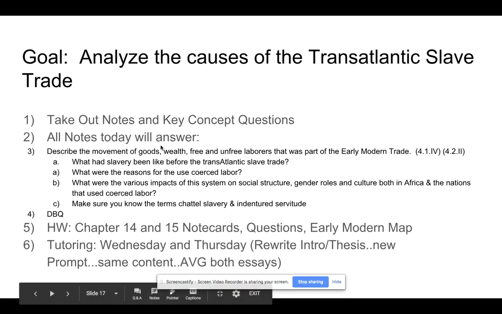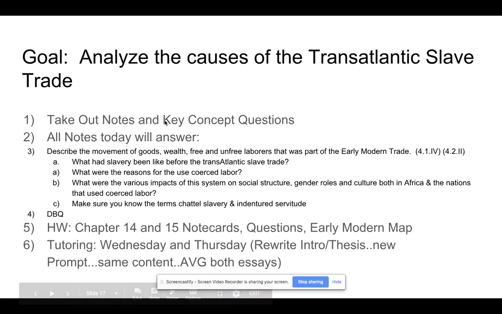First thing you want to do is make sure you take out your notes. This is going to be a continuation of chapter 14. You also want to make sure that you take out your key concept questions. Both of those things I passed out to you earlier this week, and we're going to cover close to about 90% of those key concept questions.